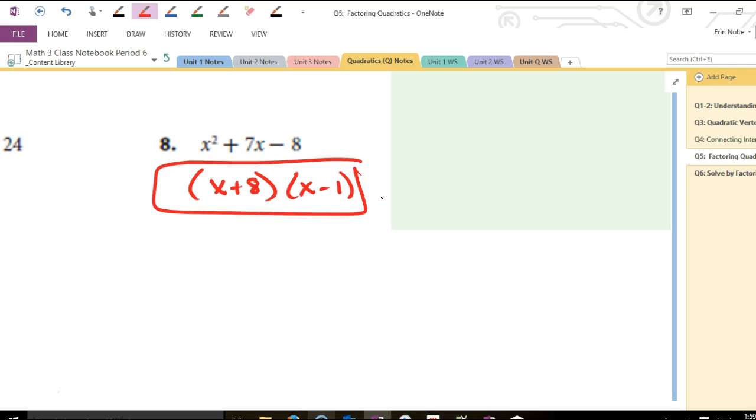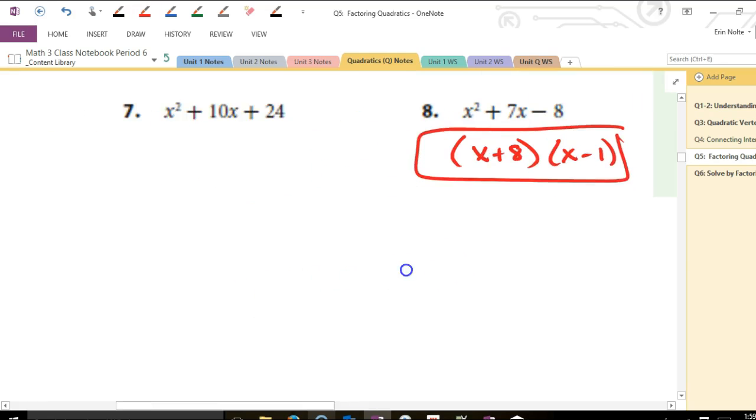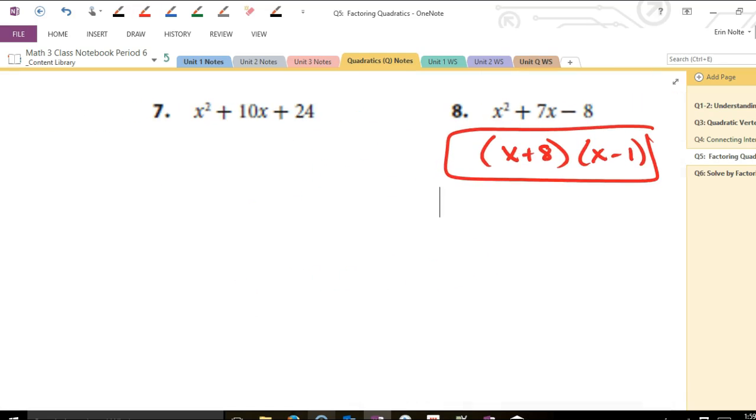You can write that either way, right? Good question. It does not matter the order that I write the two quantities in. The 8 has to be positive, yes, that is true. But I could write the x minus 1 quantity first and the x plus 8 second.